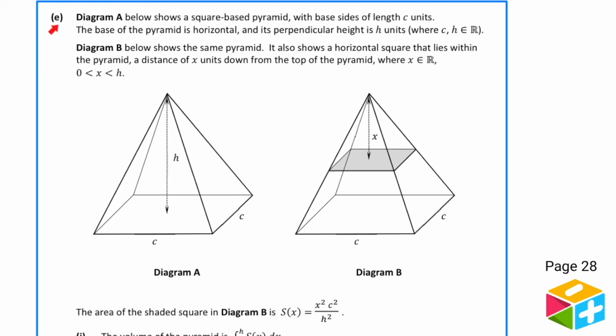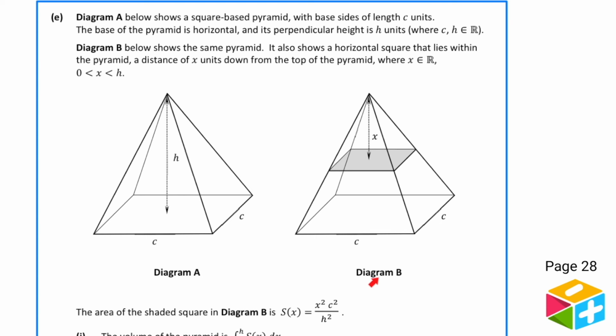In part E, we're presented with two diagrams. In diagram A, we have a square-based pyramid. The side length of the square in the base is c. The perpendicular height of the pyramid is h.